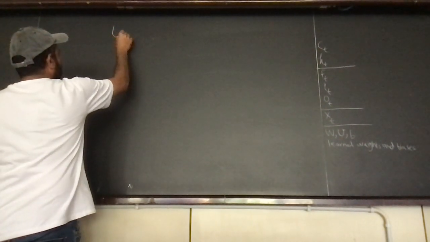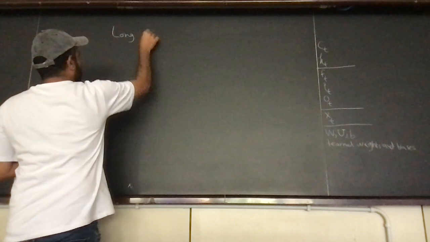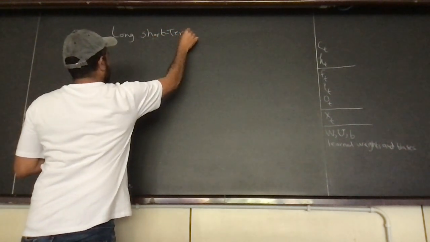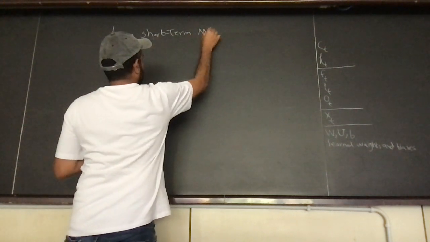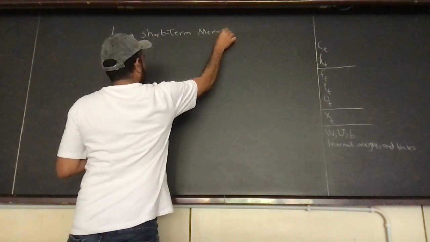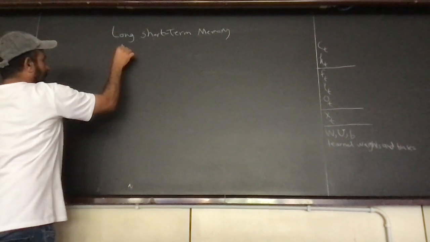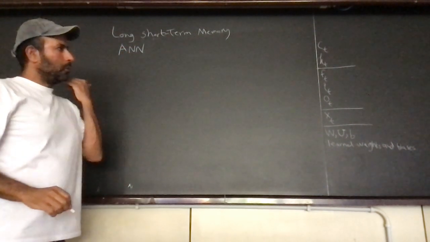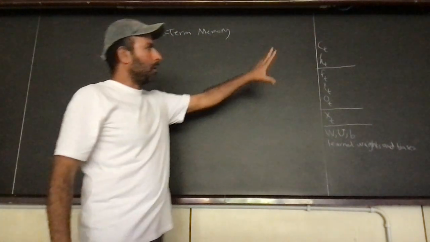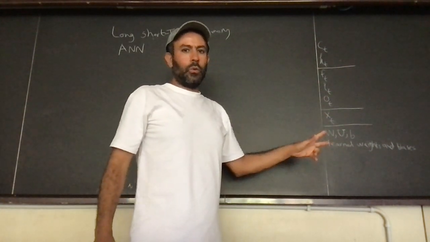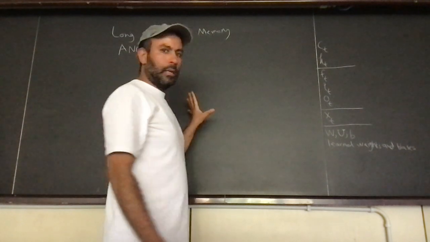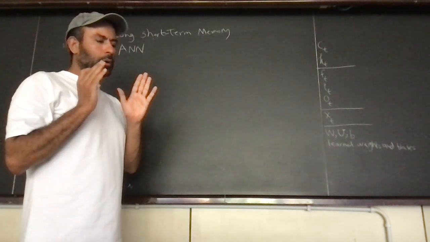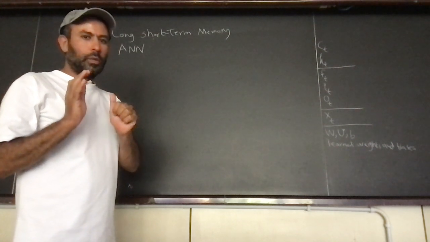Long short-term memory, and it's an artificial neural network. Before we start, let's talk about the terms that we are going to use in this system of equations, which consists of 6 equations.